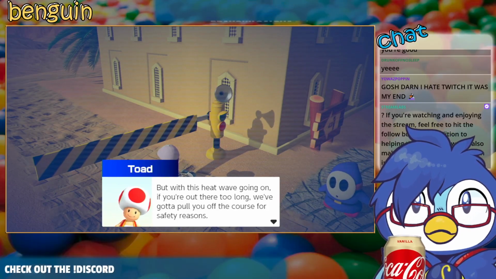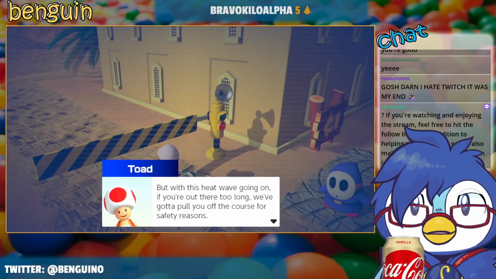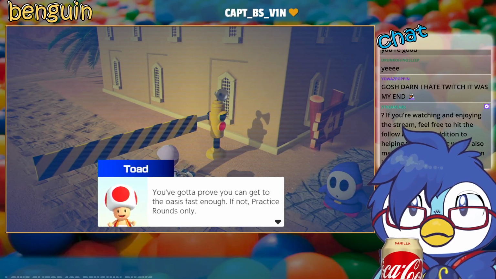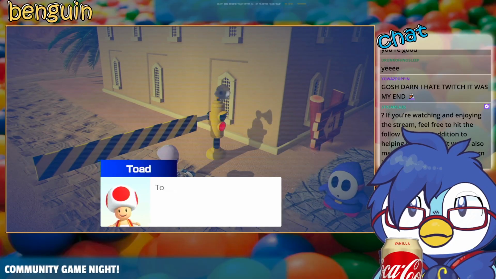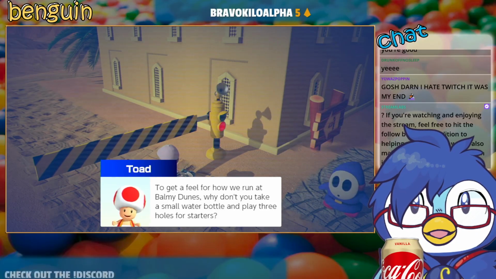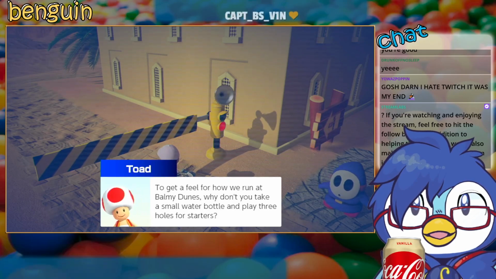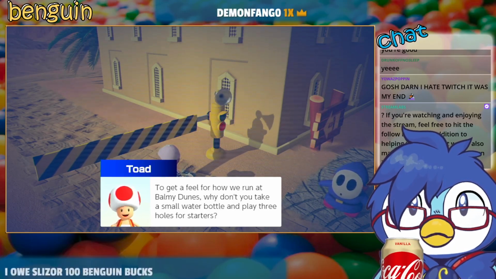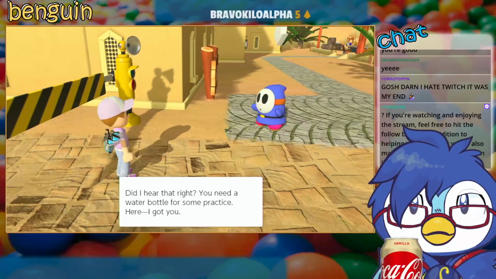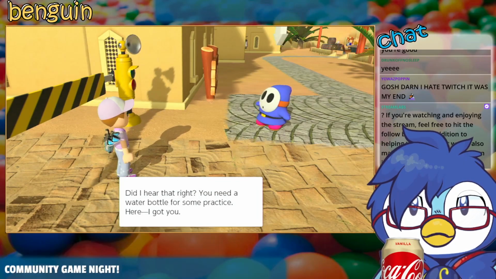But the heat wave, if you're out too long, we've got to pull you out for safety reasons. That makes sense. You gotta prove you can get to the oasis fast enough, if not, practice rounds only. So to get a feel for how things work at Balmy Dunes, why don't you take a small water bottle and play 3 holes? Okay, sure. Need a water bottle. Okay.